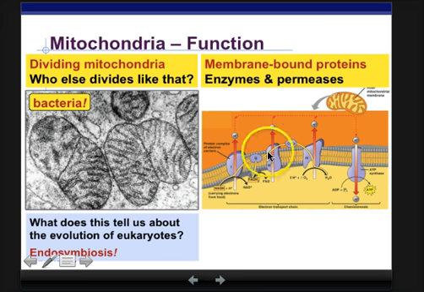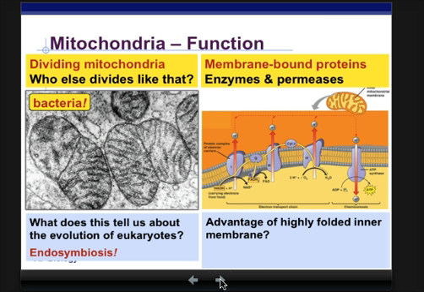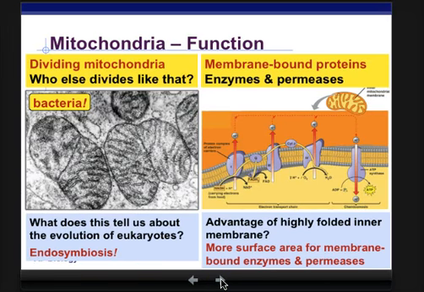Inside the membrane of a mitochondrion is a lot of transport proteins and enzymes that are necessary for getting a lot of energy. And what's the advantage of a highly folded inner membrane? Well, I told you this, but this is an important concept, definitely one you need to remember. Why do we have a ton of highly folded inner membrane? Well, it gives us more surface area for membrane-bound enzymes and permeases.